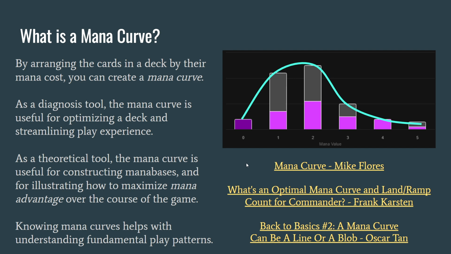As a diagnosis tool, mana curve is useful for optimizing your deck and streamlining your play experience, and as a theoretical tool, it's really useful for constructing mana bases. If you know what your curve is, you know how many lands you need, and for illustrating the best way to maximize mana advantage over the course of the game. This is a term that I don't think I've seen anyone else use, but it's been referenced, and so I'm sort of coining it, and I'll talk about it in a second.